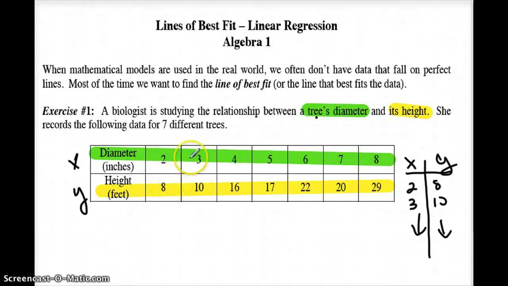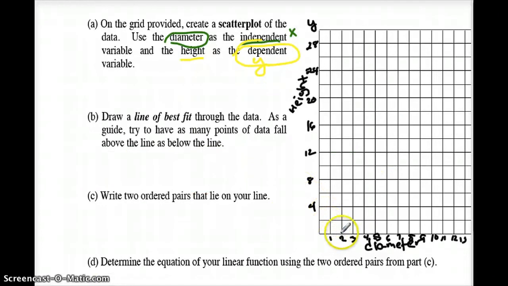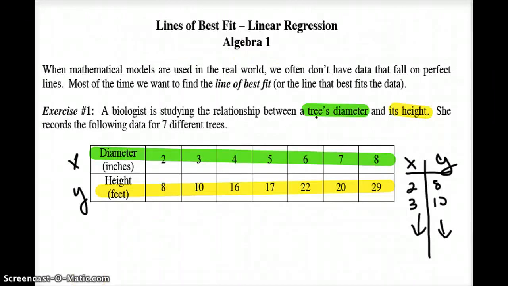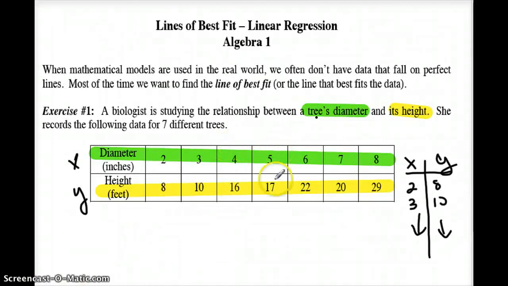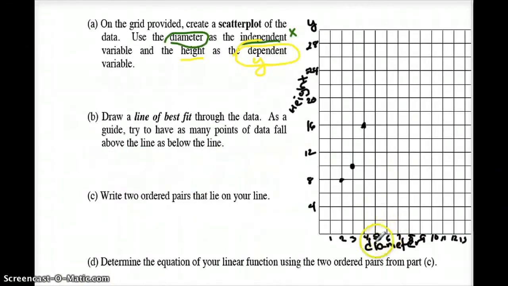The first one's 2, 8, the second one's 3, 10. We go to our table, go over 2, up 8, over 3, and then 10. I'll do one more with you. The next one's 4, 16. Can you see how that's not going to create a line? One more. 5, 17. So that's 5, 16, 17. Go ahead and plot the rest of those points, please.